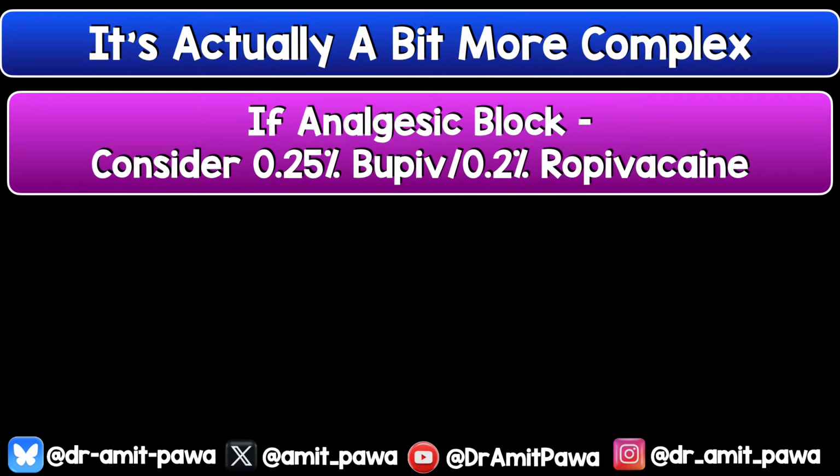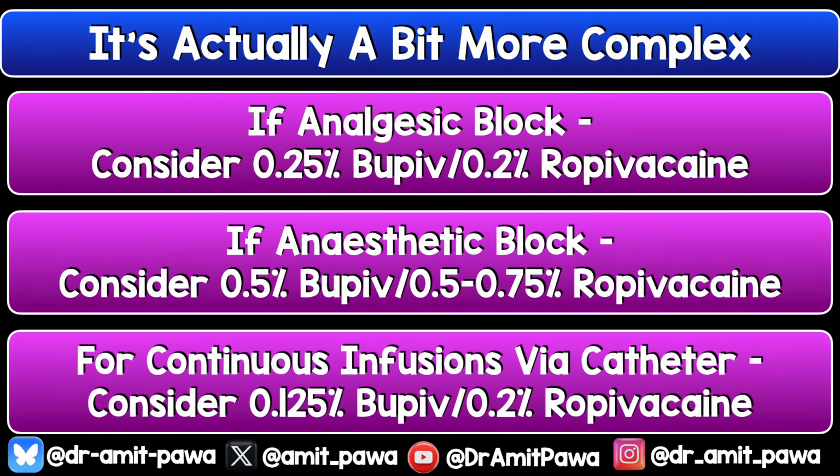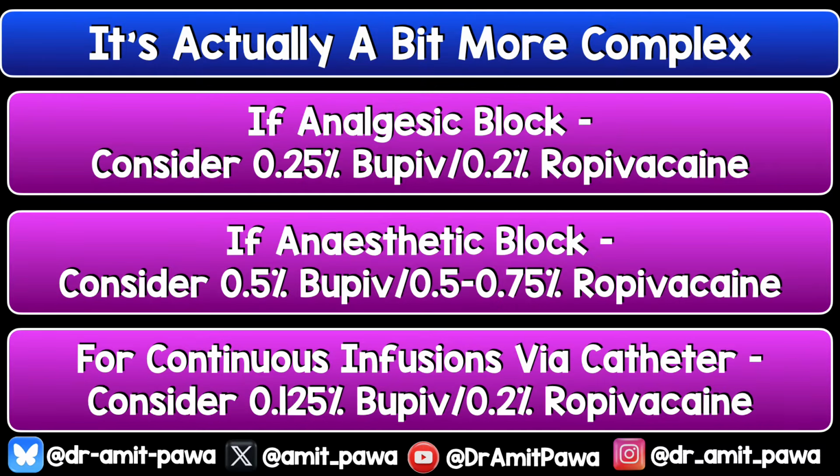You could consider, if it's an analgesic block, you could use a lower concentration, use 0.25% bupivacaine or 0.2% ropivacaine. And if you're using an anaesthetic block, you use the higher concentration to get a larger mass of local anaesthetic administered. And then when it comes to continuous infusions, use a more dilute solution. So you could use 0.125% bupivacaine and 0.2% ropivacaine.